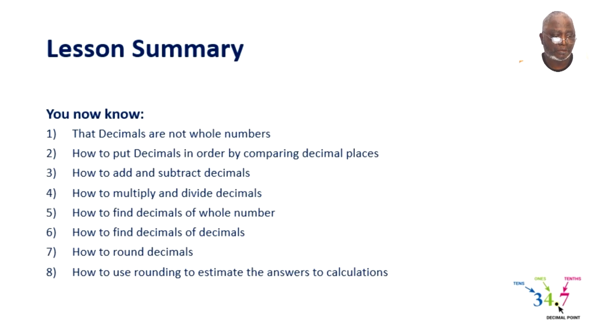Before we go, let's check what we've learned. You now know that decimals are not whole numbers. You know how to put decimals in order by comparing decimal places. You know how to add and subtract decimals. You know how to find decimals of whole numbers. You know how to find decimals of decimals. You know how to round decimals. And finally, you know how to use rounding to estimate the answer to calculations.